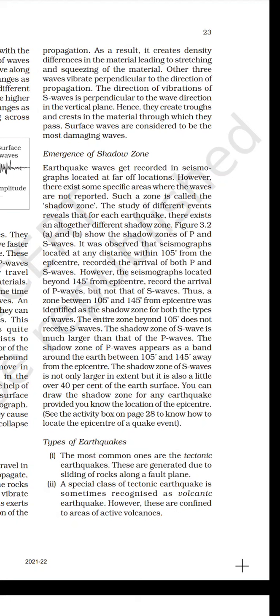Types of earthquakes. The most common ones are the tectonic earthquakes. These are generated due to sliding of rocks along a fault plane. A special class of tectonic earthquake is sometimes recognized as a volcanic earthquake. However, these are confined to areas of active volcanoes.